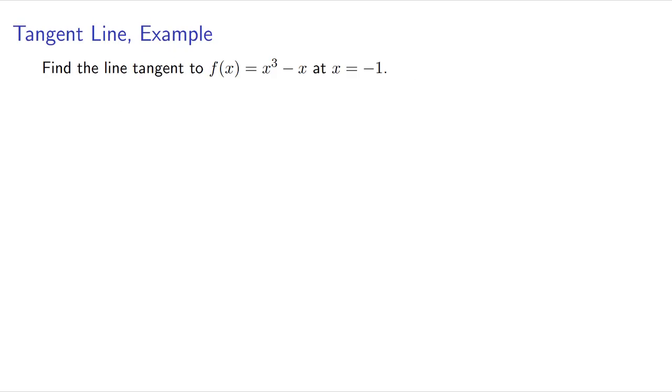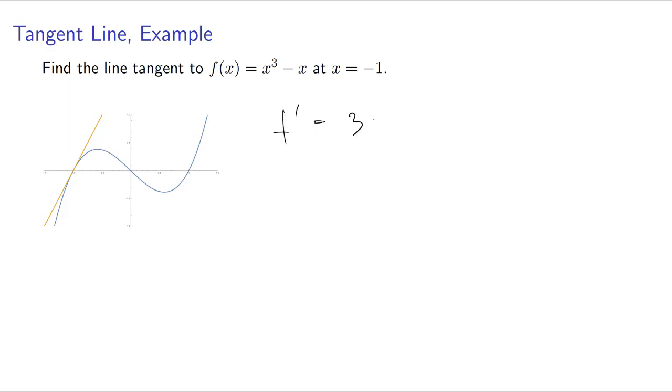So now as an example, let's find the line tangent to f of x equals x cubed minus x at x equals negative 1. Try that now. Pause the video. Okay, so here's a graph of the function f and the solution, the tangent line to f at x equals negative 1. We just need to find the equation for this line.